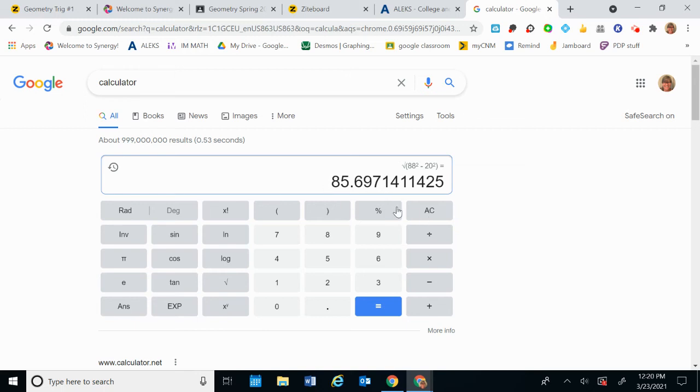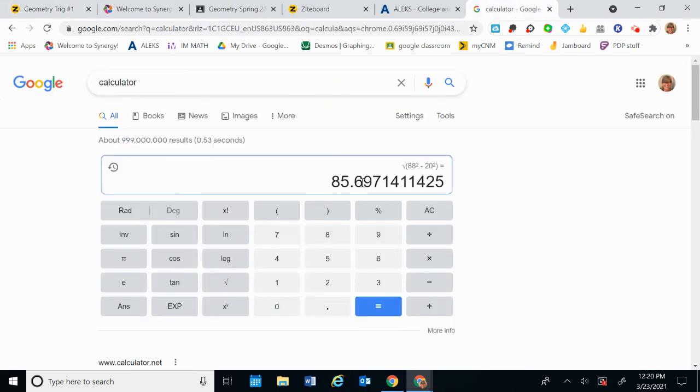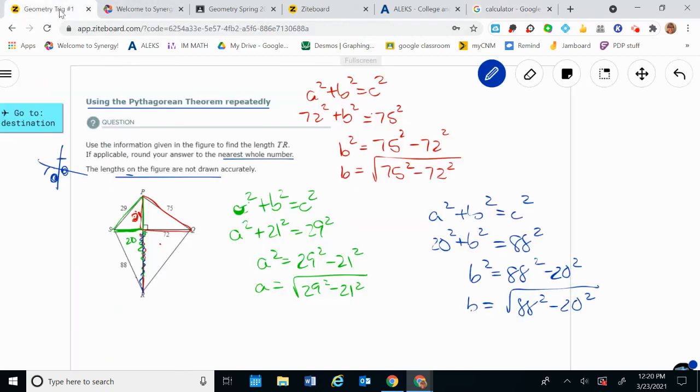Now we need to round off to the nearest number. It was 88 and 20, yeah. Nearest whole number. Need to look at this 6. And 6 is closer to, in other words, 85.6 is closer to 86. It's above 5, so we're going to round up. So the answer is approximately 86. And that will be your answer.